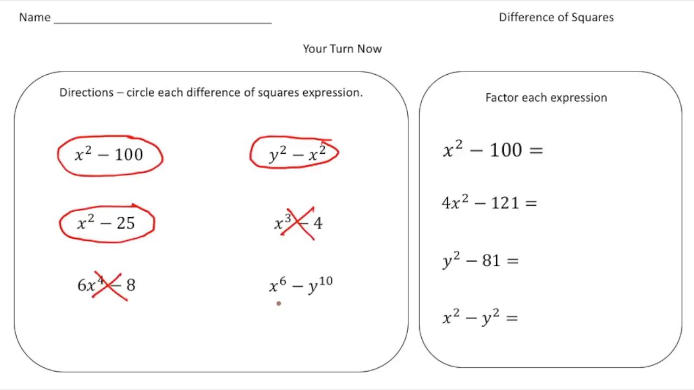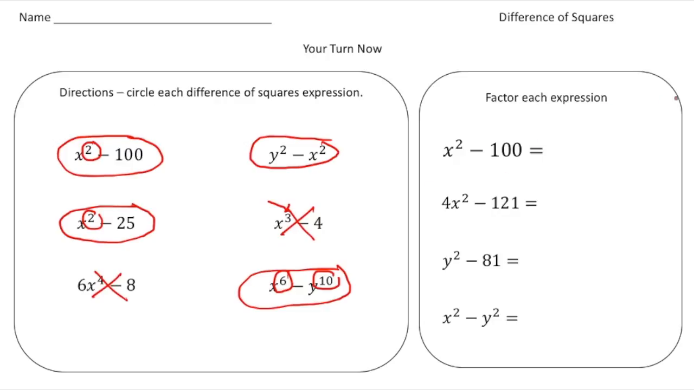And this one here is a little bit tricky, but x to the 6th is a square. y to the 10th is a square. So this absolutely is a difference of squares, okay? And I don't know if you've noticed, but anytime you have an even power, we have a 6, we have a 10, we have a 2, and we have another 2, that's a sign that that term is going to be a square term. Here we had a 3 right here, and 3 is an odd number, so that's not going to be a square.